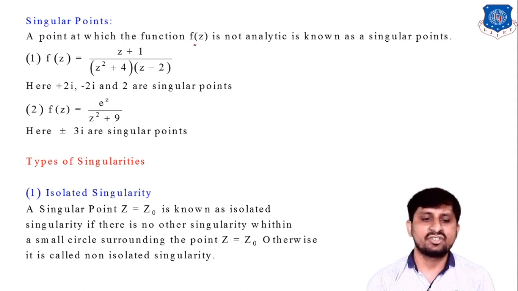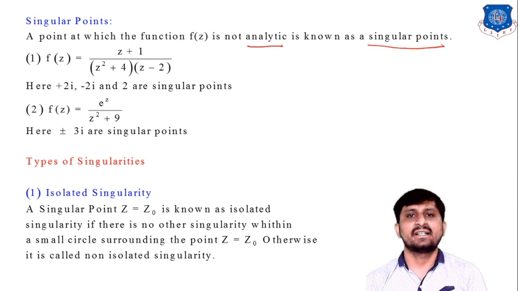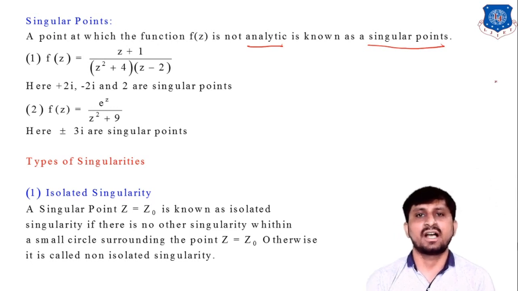A point at which the function f of z is not analytic is called a singular point. As you all know, in your case most probably all the functions are analytic functions, like the exponential function, trigonometric functions, all the polynomials. Okay, e raised to z, e raised to z square, e raised to z cube, sin z, cos z, tan z, z, z square, z raised to 3, z raised to 4. And the logarithmic function is also analytic, right?